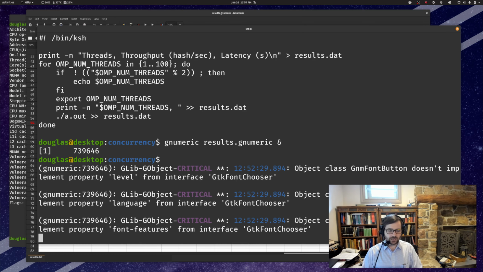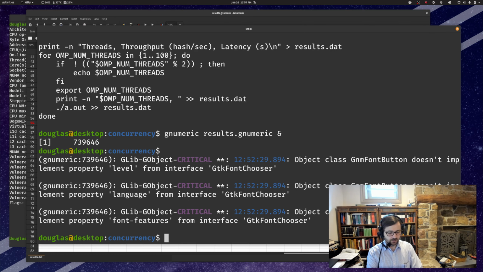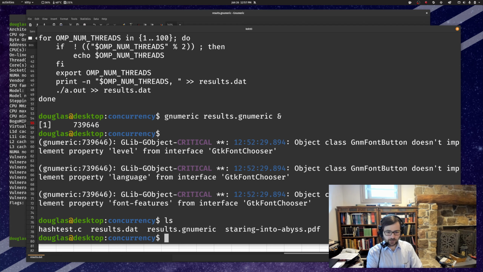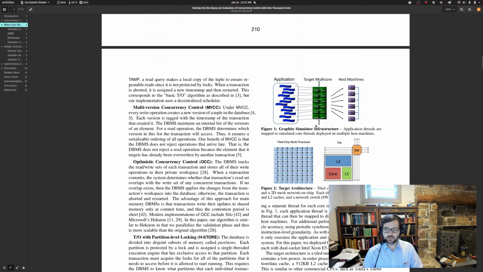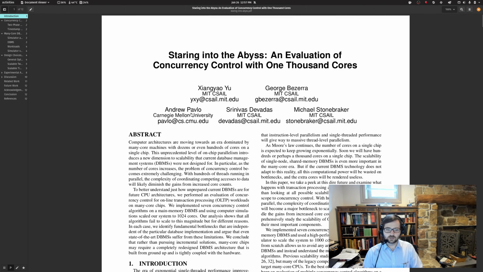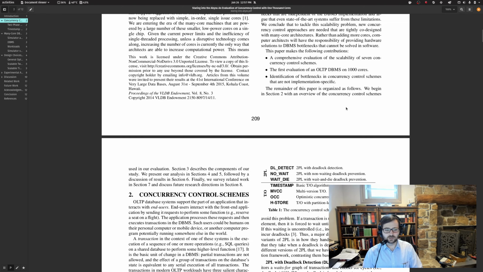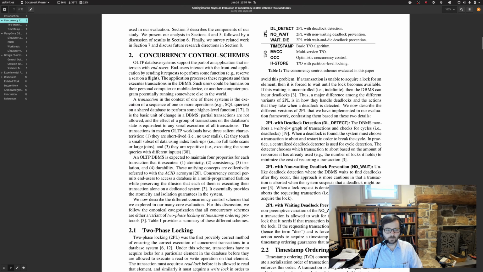As a matter of fact, I found this rather interesting. There's this paper, Staring into the Abyss. It's quite old, but it's worth a read if you're interested in this sort of stuff. I'll go ahead and open this guy up. It is written by these people, and it was a VLDB paper a number of years ago, 2014.